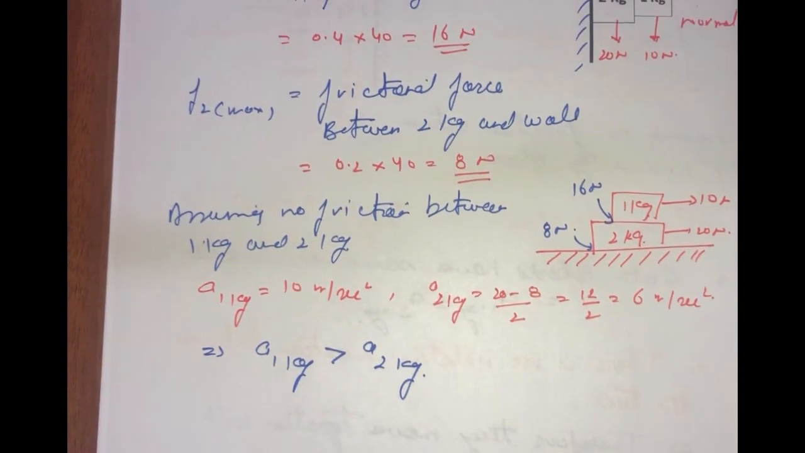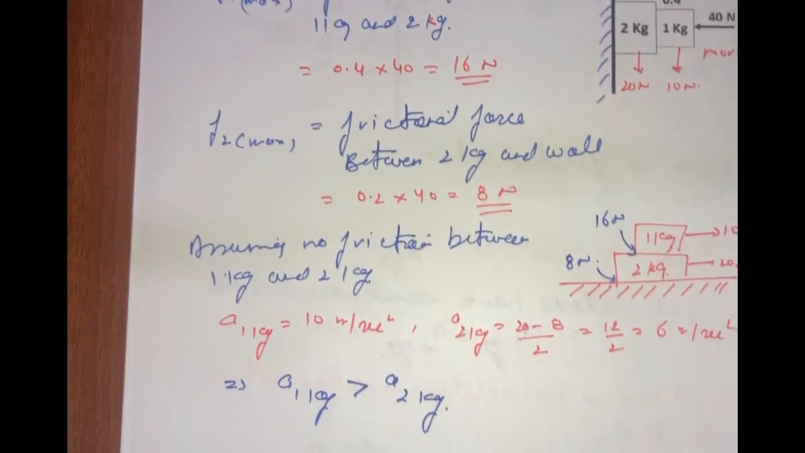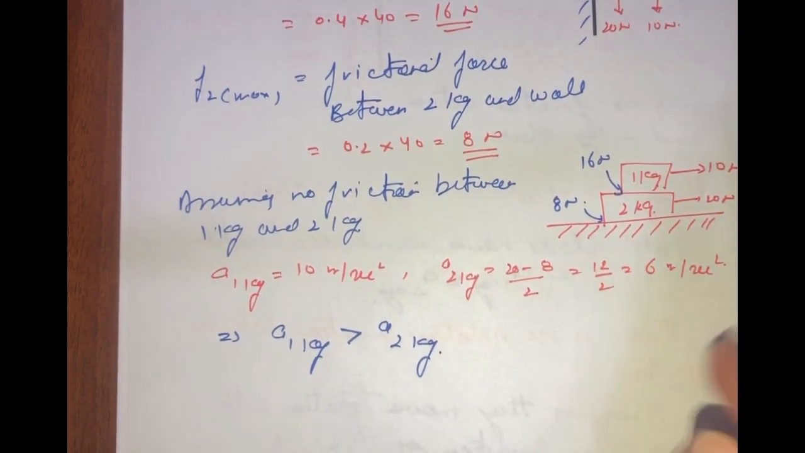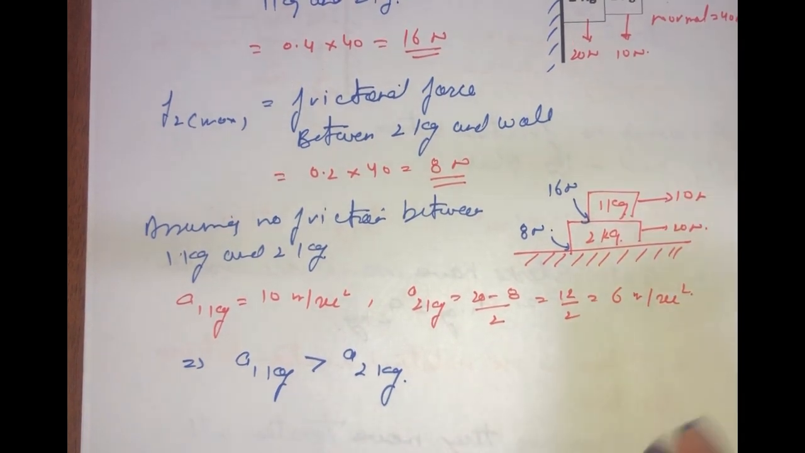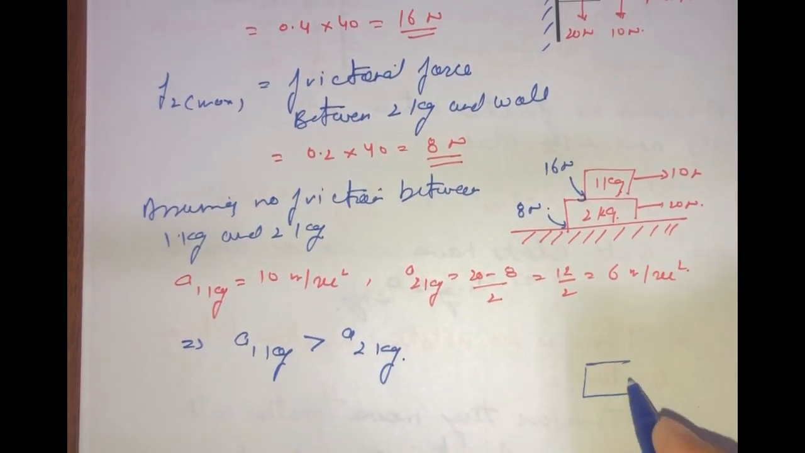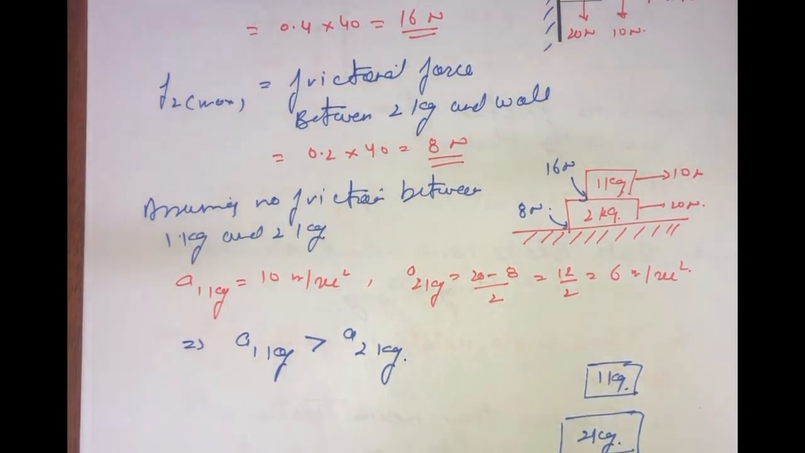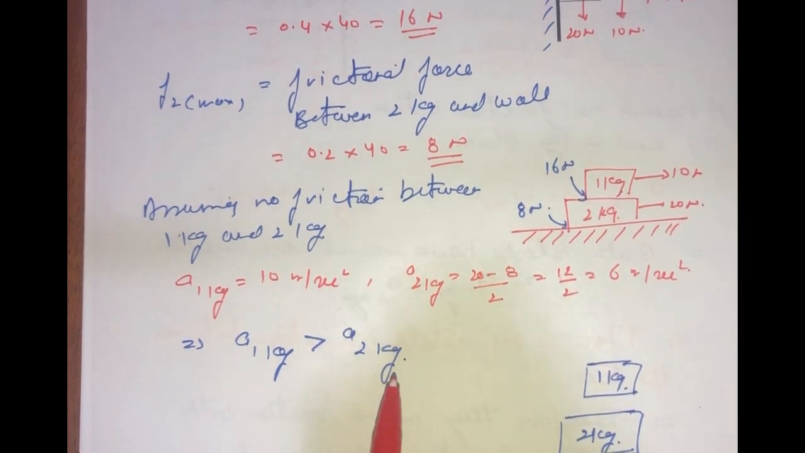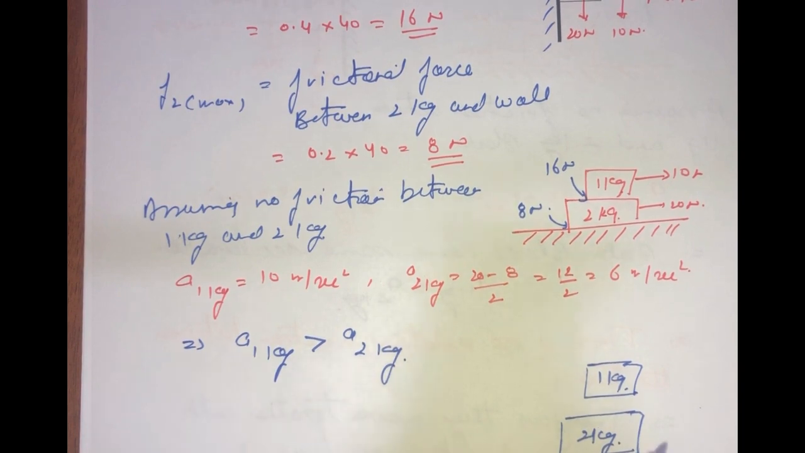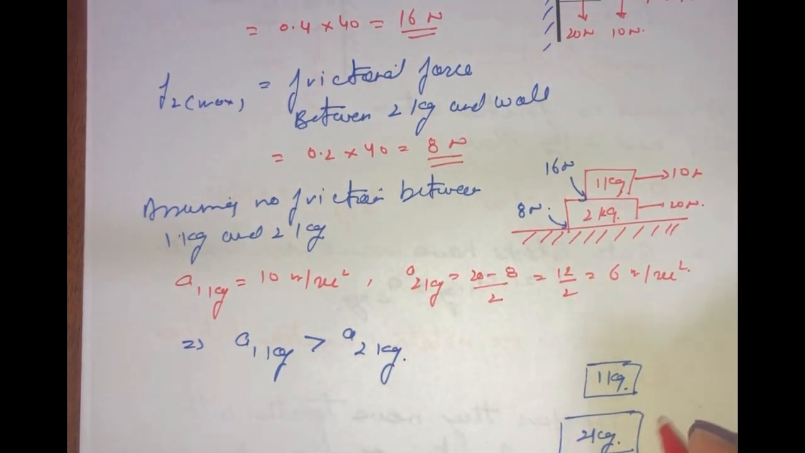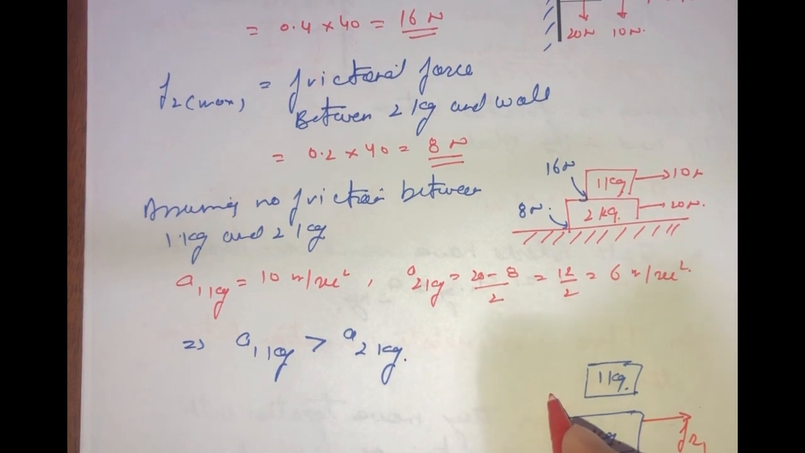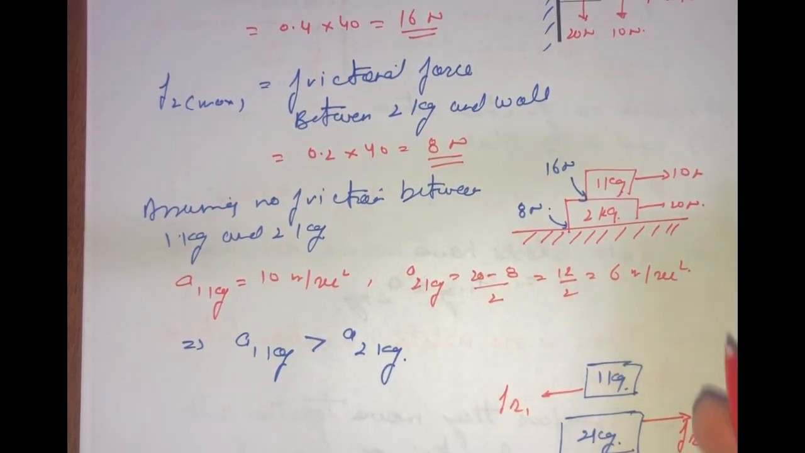So from here we can say that if we draw respective forces which will be acting because of the motion, this is our 1 kg block and this is our 2 kg block. So acceleration of 1 kg is greater than acceleration of 2 kg. Because of that, the 1 kg will try to move 2 kg towards the right side. So this will be FR1, and accordingly there will be a force which will be acting here, FR1. And they are moving in this direction. The force is acting in this direction.